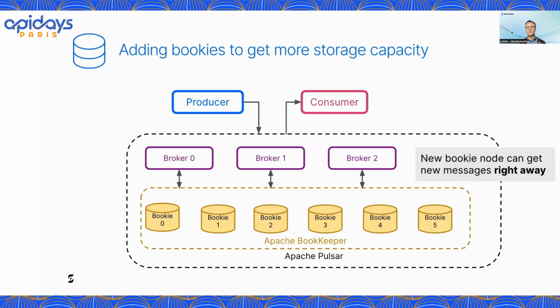When we need to store more data, then we just add more bookies. As soon as you add a new bookie, it's going to be eligible for getting new messages right away. It immediately becomes functional. There is no data rebalance. Pulsar doesn't have this issue when you need scalability on your data.